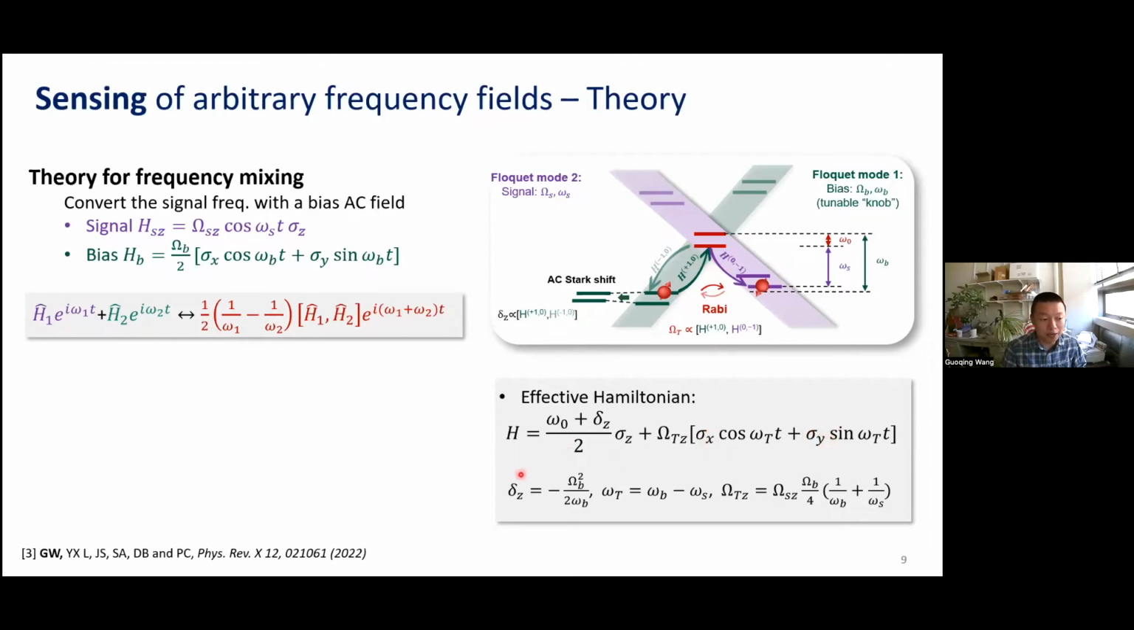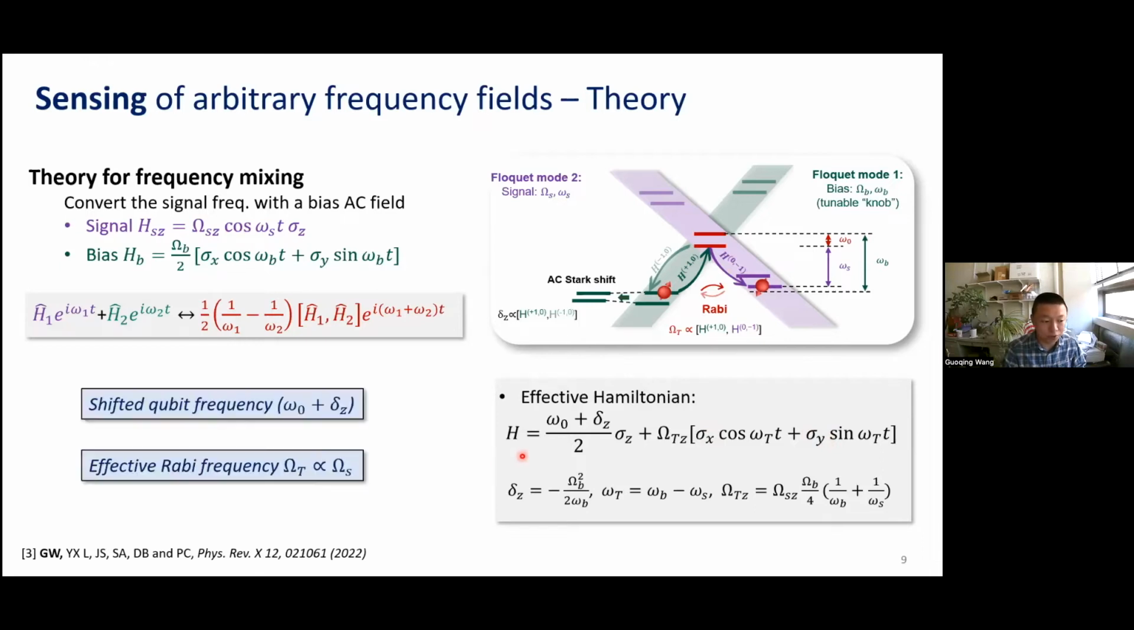So finally, in the effective Hamiltonian, you will have a shifted qubit frequency omega 0 plus delta z, and you will also have an effective Rabi driving with amplitude capital Omega t, which is linearly dependent on the signal amplitude. So by measuring the effective Rabi oscillation, we can, from the Rabi frequency, extract the amplitude of the signal field, and then we can sense the amplitude of any arbitrary frequency fields.